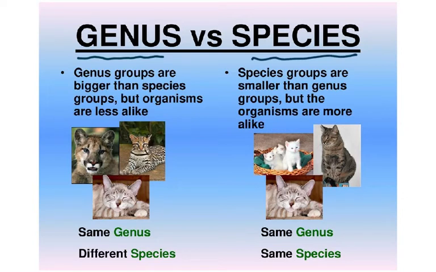Genus groups are bigger than species groups, but organisms are less alike. Now you can see here, this one is slightly different, they are all less alike. Species groups are smaller than the genus groups, but the organisms are more alike. And so same genus, same species. Here, same genus, but different species.